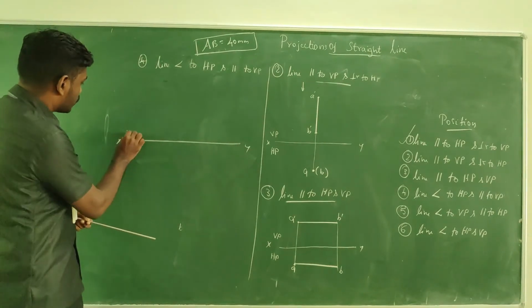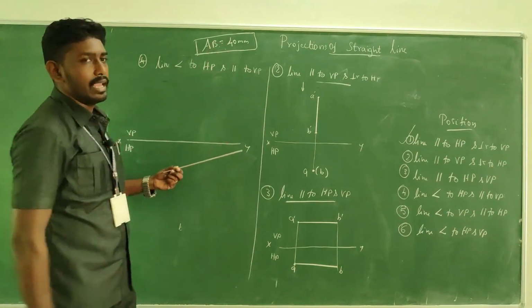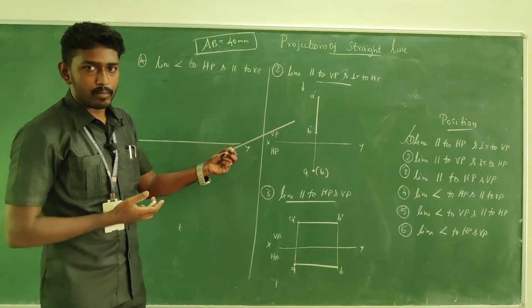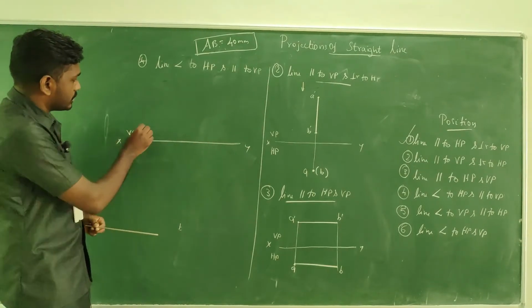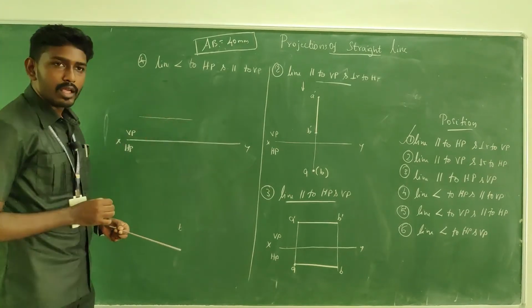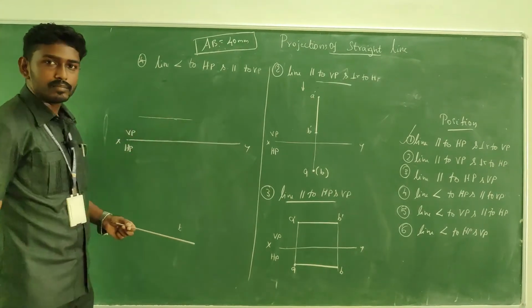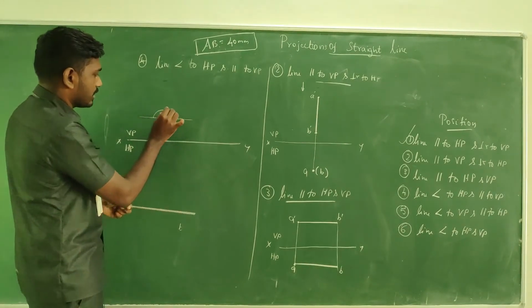Take the reference line XY, with VP and HP above it. The line is 40 mm long. Okay, so in the front view, since it is inclined, to capture it, just go for a locus line. And afterwards, just keep your protractor something like this.